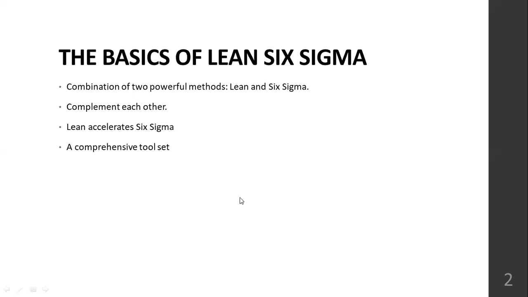Lean accelerates Six Sigma. If you are working on a lean project and then you add a Six Sigma philosophy to it, your work will become very easy and much faster, because you have already done half the work by following the lean techniques. Half the work is already done. Now you only have to follow the Six Sigma principles or methodology. So in a way, lean sets the foundation for Six Sigma. And both of them are a very comprehensive tool set.